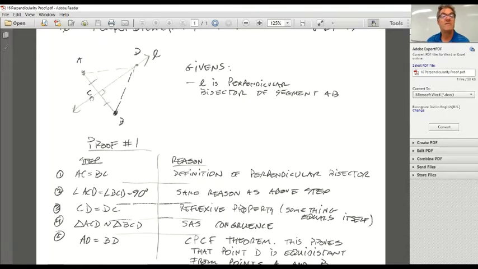So now I have two sides that are equal, two angles that are equal, and now I'm going to tell you that CD equals DC. This is just saying this line segment here from CD is the same and it equals itself. That's the reflexive property, something equals itself. So now I have two triangles, ADC and BDC, and I can call them congruent.